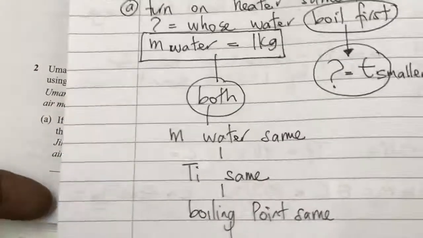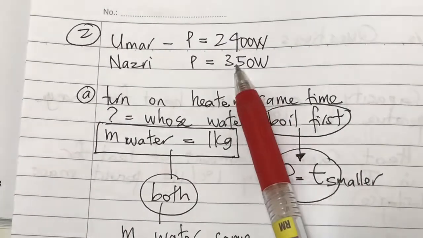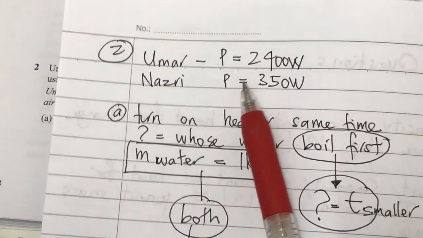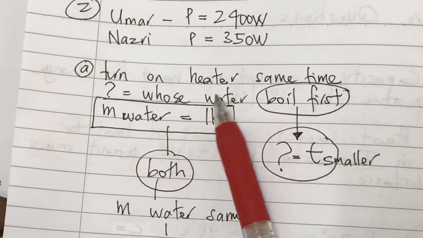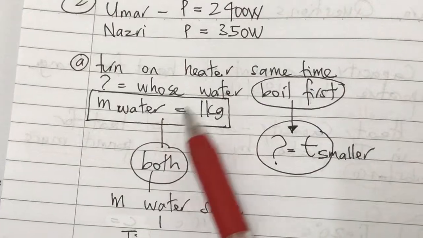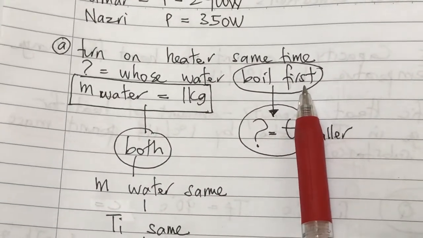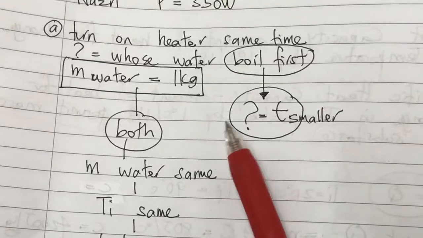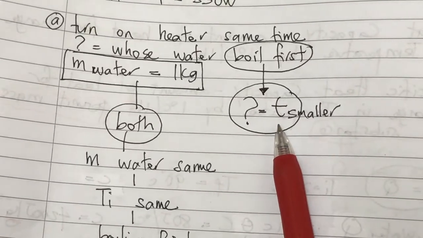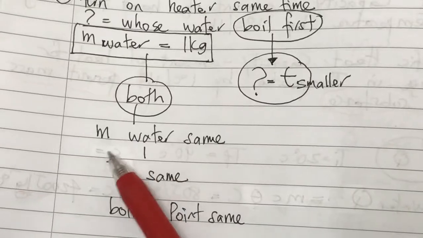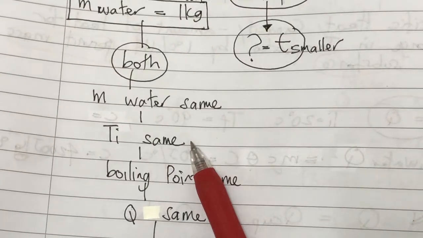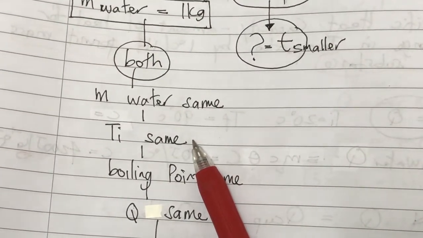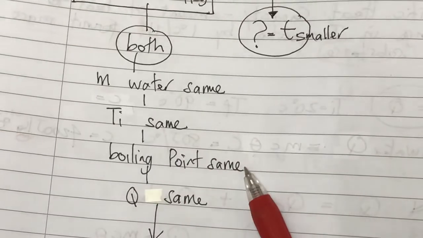So as usual, we collect the information. Omar is using power 2400 watt. Nazri is using a power of 350 watt. Turn on the heater at the same time. Whose water boils first? As I said, boil first refers to time. Whose water needs a smaller time? Now both have the same mass of water. Their initial temperature is the same. And of course both are using the same liquid water, so it has the same boiling point.